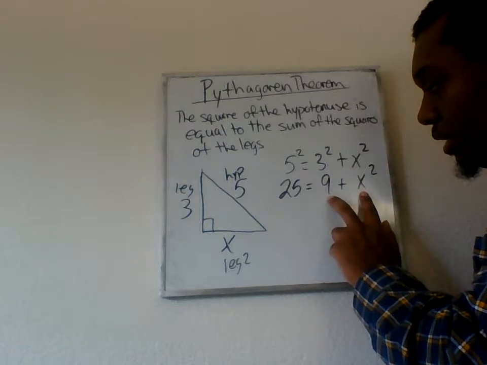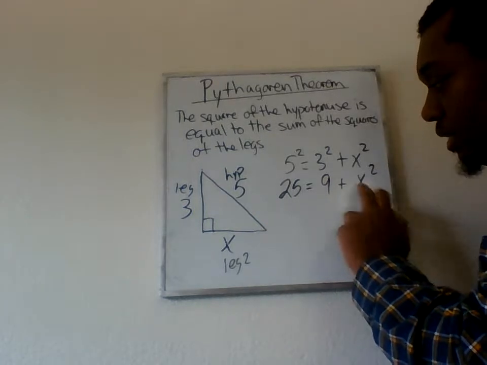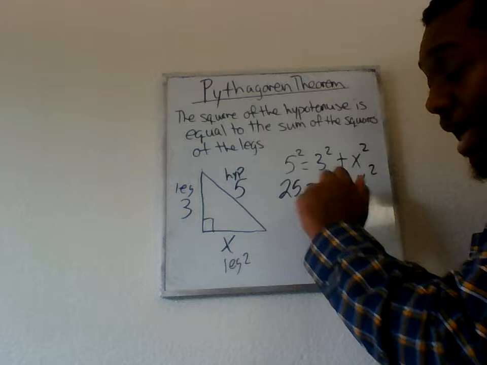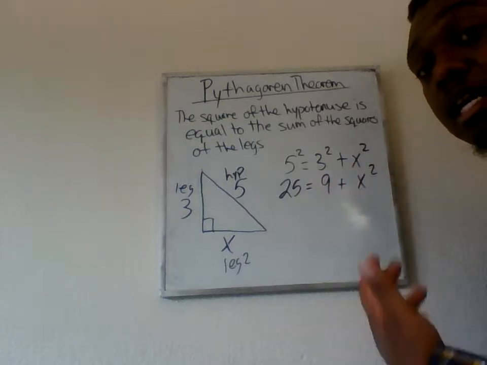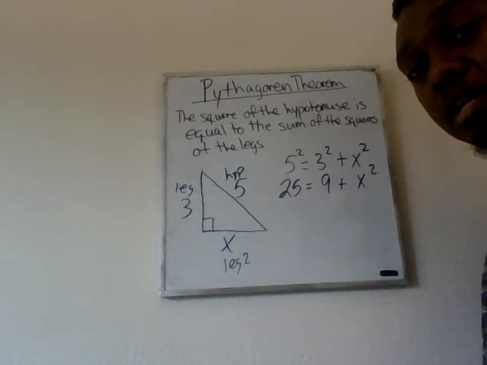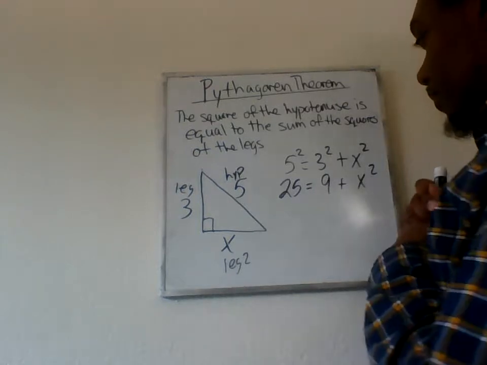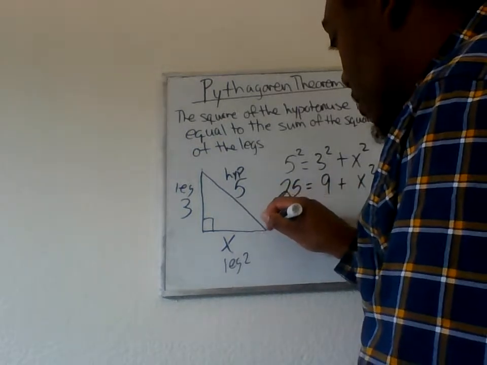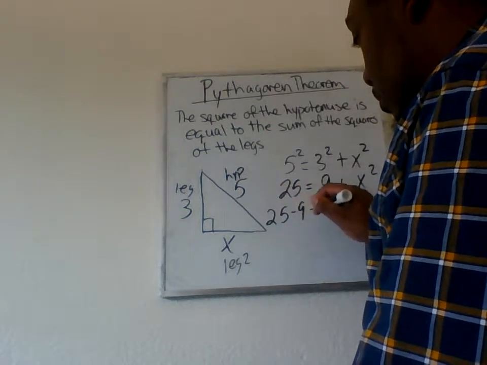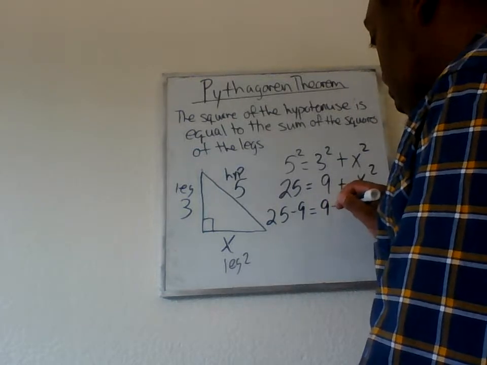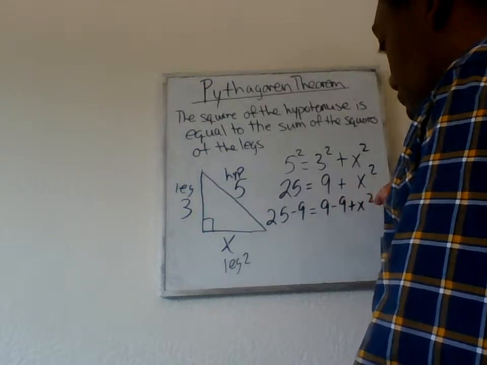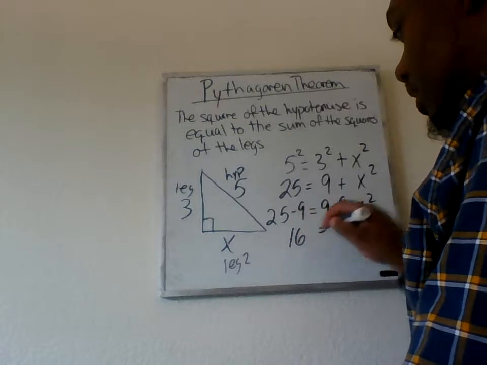Well, what's happening to it? Well, the last thing we would do with x is after we square it, we would add 9. So the inverse operation of adding 9 would be subtracting 9. So we can subtract 9 on both sides. And we end up with 16 equals x squared.